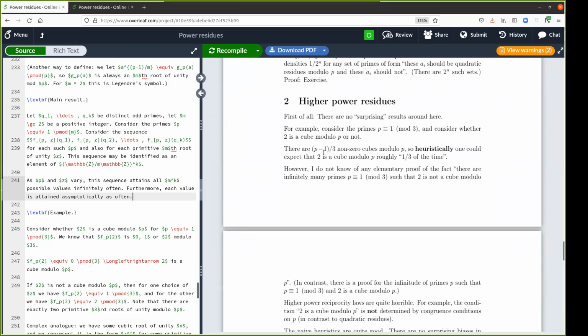What I mean by each value being attained asymptotically as often is that, for example, the heuristic we had earlier that 2 is a cube modulo P roughly 1/3 of the time, that should be true. So you should take the formulation of this result so that we obtain the heuristics we talked about earlier on.